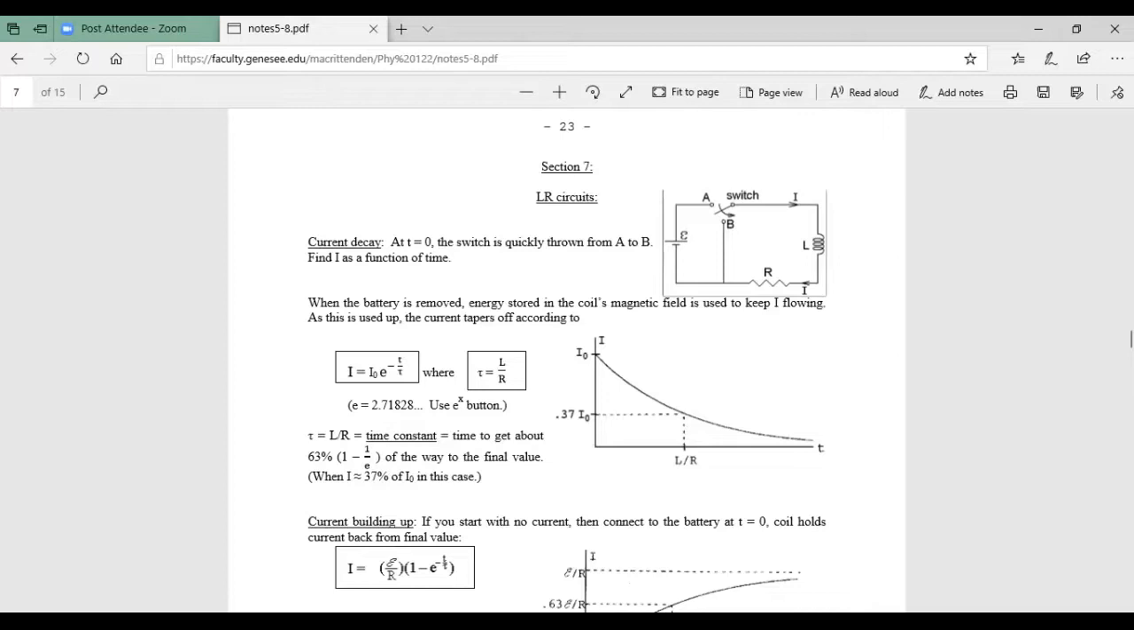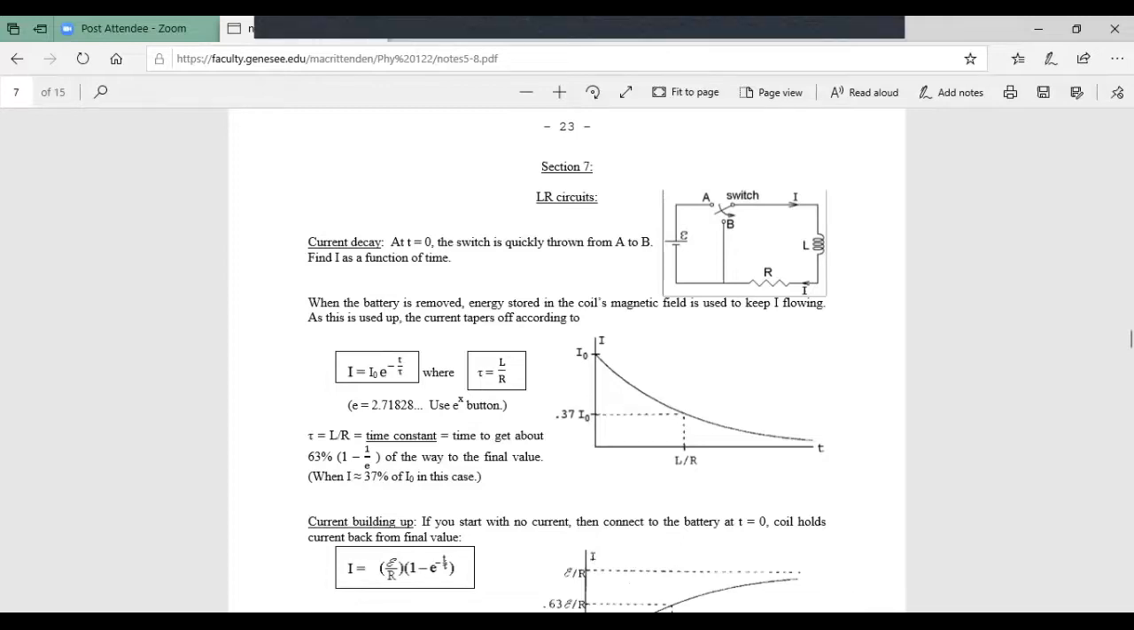So that's what's done, is to base it on this 37% thing. And that amount of time is called the circuit's time constant, like it says over here. Okay, L over R, time constant.